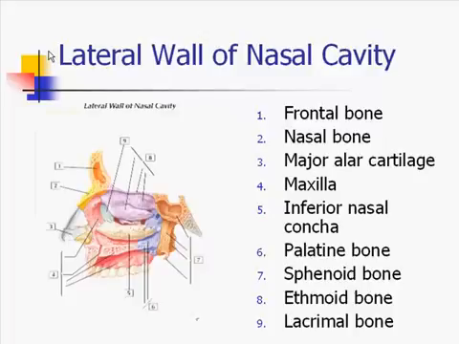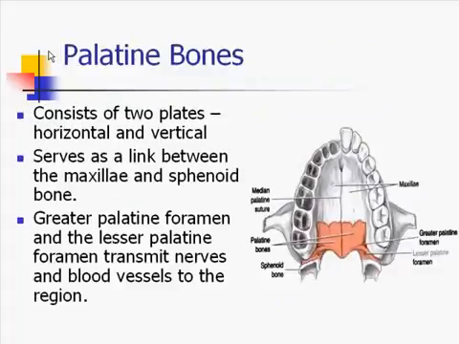Ethmoid bone, showing the middle nasal conchae, the cribriform plate, and the superior nasal conchae. Palatine bones, remember that the roof of the mouth is formed by the maxilla and the palatine bones. The reason why it's considered a facial bone is because you can see it forms a very small part of the apex of the orbit.